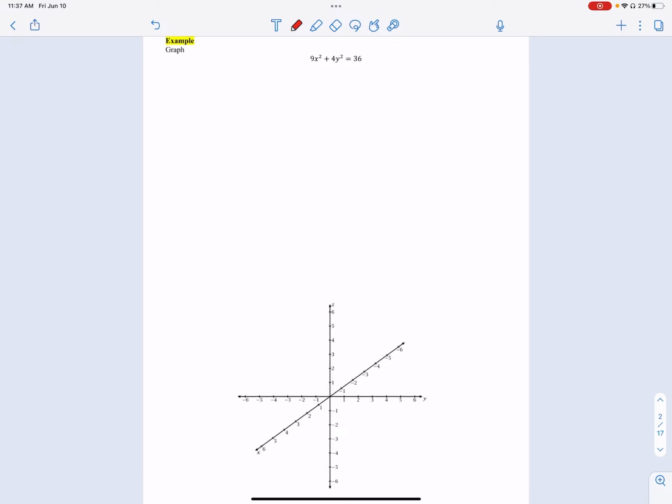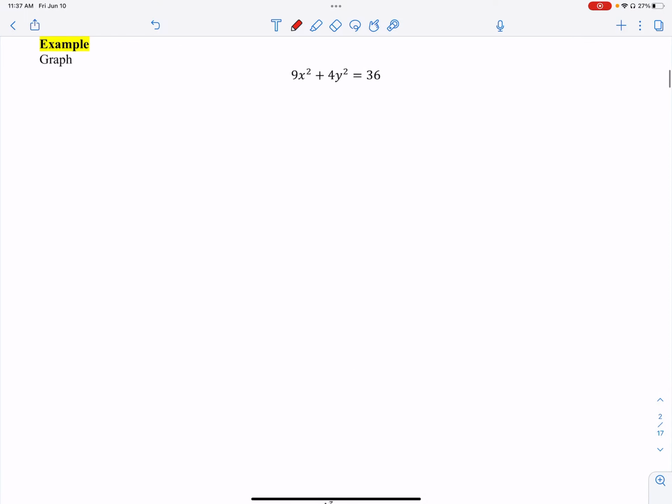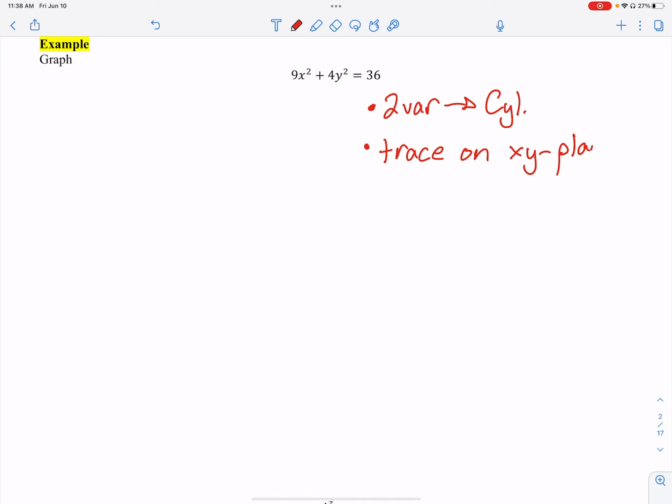First thing we're going to do is make sure that it is a cylinder before I start using this technique. All right, so it does have 2 variables. So that tells me that's a cylinder. It also, the trace is on the XY plane because those are what are there. And then this is going to be directed along the Z axis. So it's going to be running up and down.